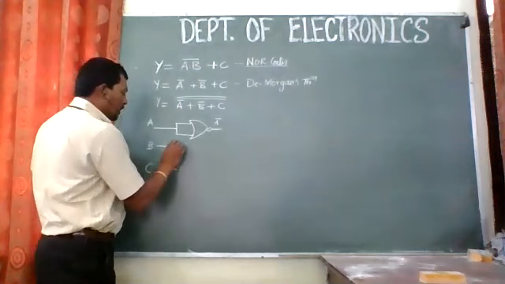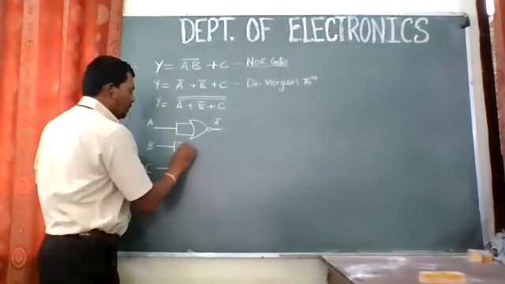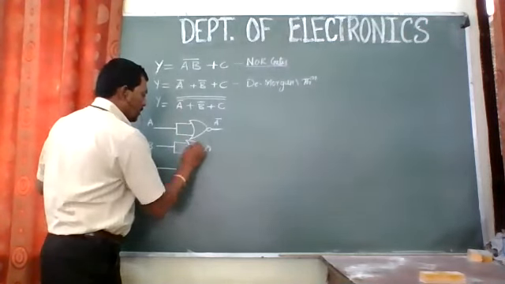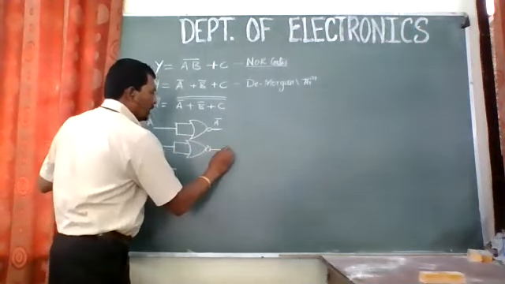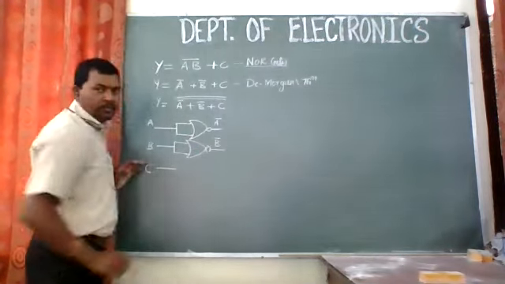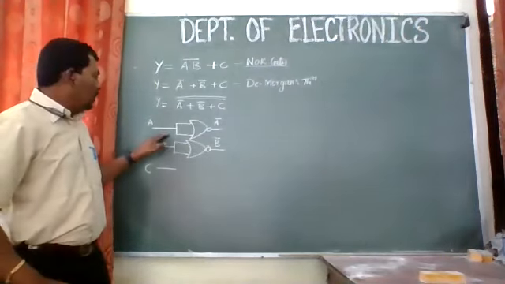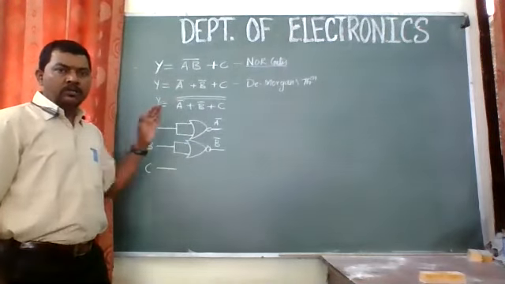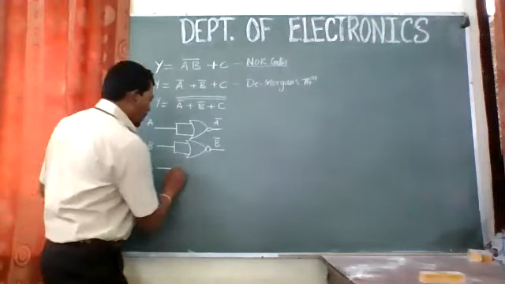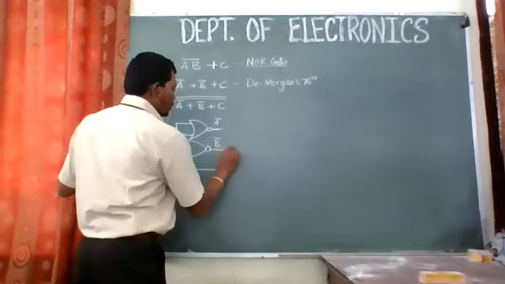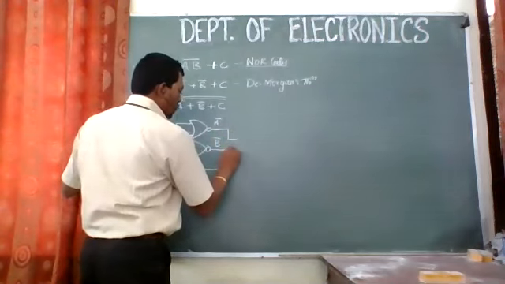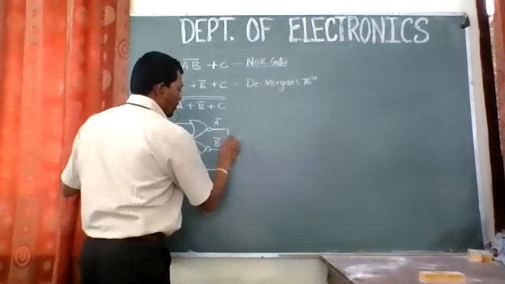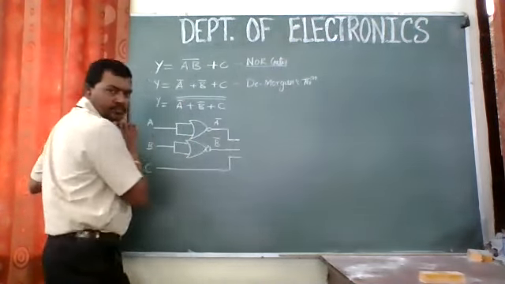Similarly, we can complement the second variable B again by using a NOR gate. So I am using the second NOR gate like this, I have made a NOT of that, and I will be having at the output B complement. So I'm having two NOT gates, A complement and B complement. Now the third, that is C, I can use directly over here. So I have three variables: A complement, B complement, and C.